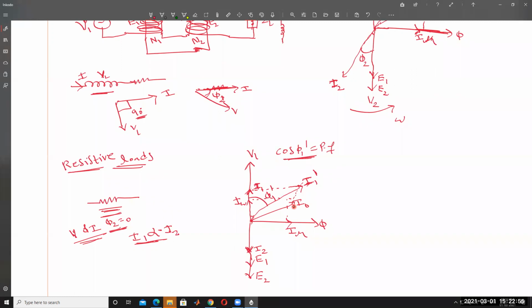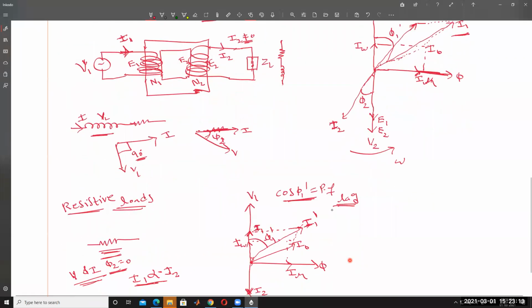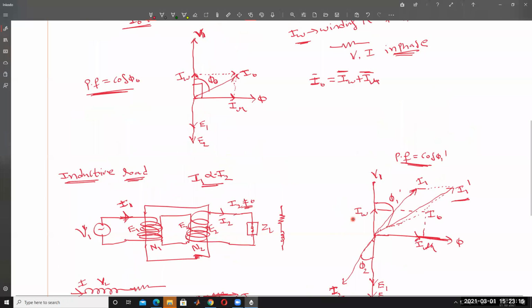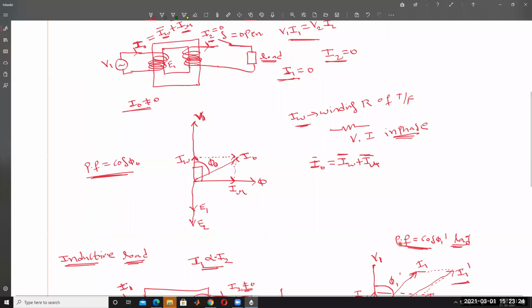Try to consider here: for a resistive load also, the transformer operating power factor is lagging. When the transformer is connected to a resistive load, the power factor is lagging. Under no load condition also, the power factor is lagging.